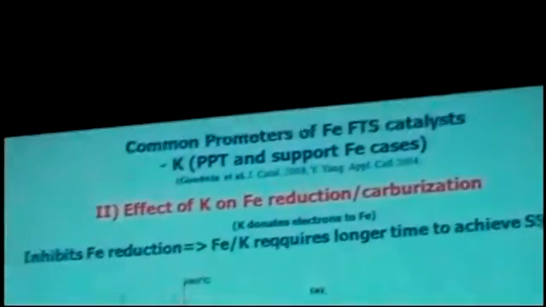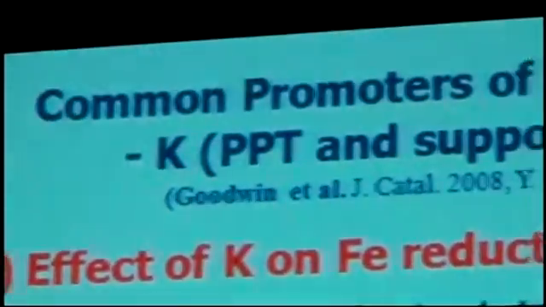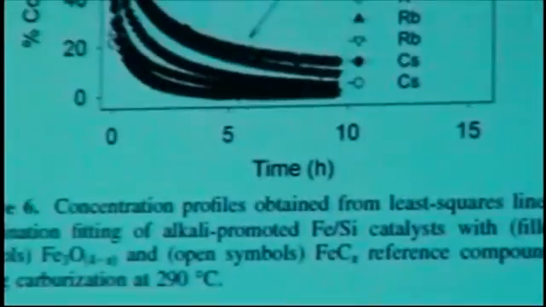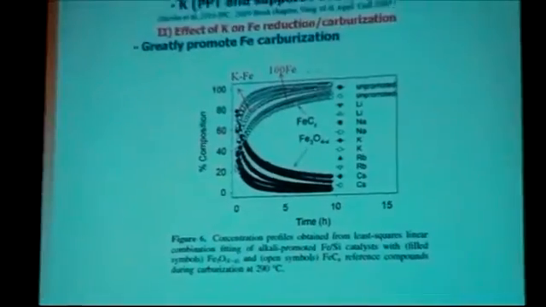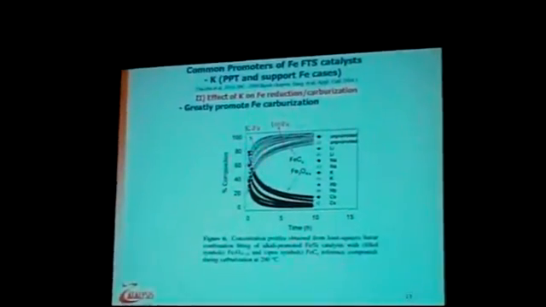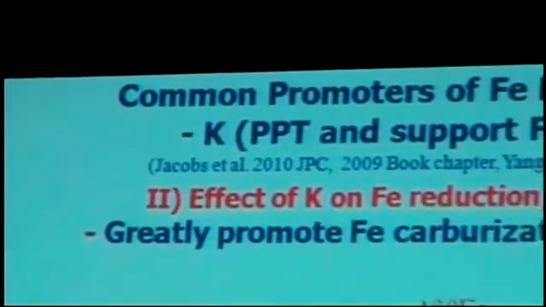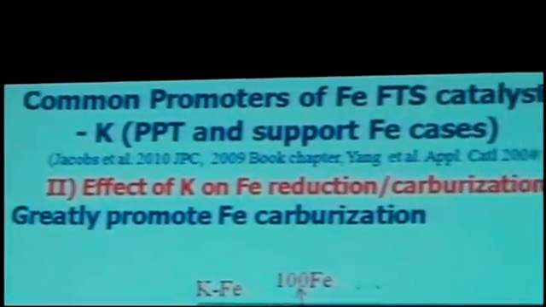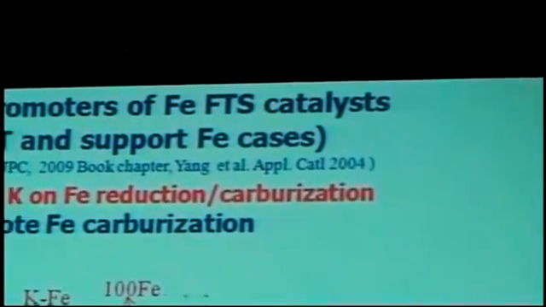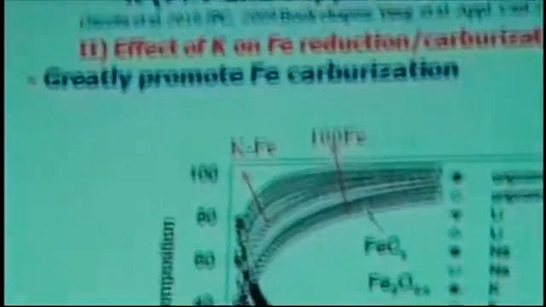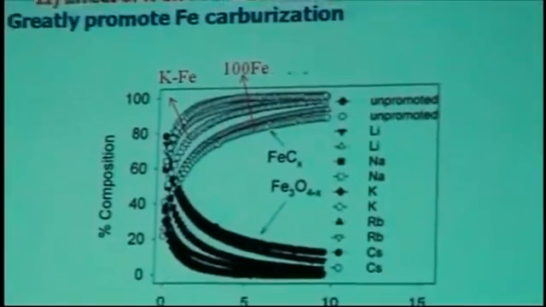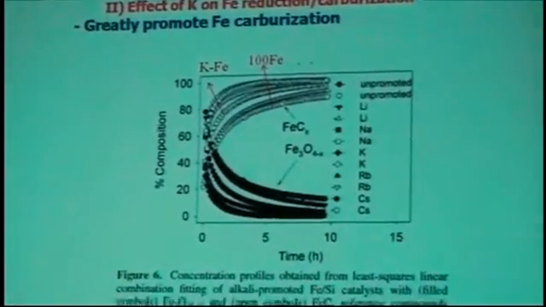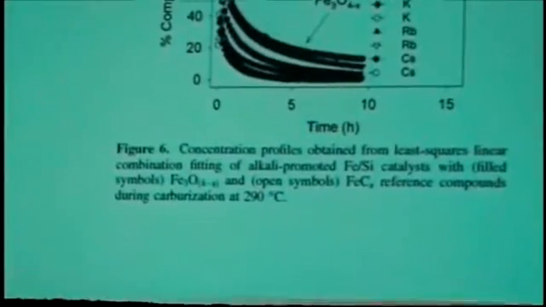Potassium is also reported to suppress iron reduction and significantly increase the iron carbonation speed. If you look at these XRD results, we can find that during the 10-hour carbonation study, the amount of iron carbide present on the potassium iron catalyst is much more than that present on the iron catalyst without potassium.